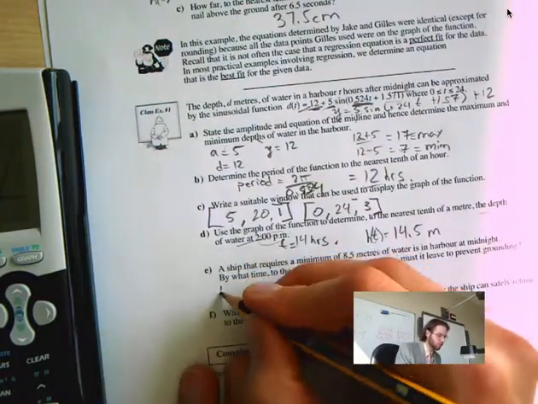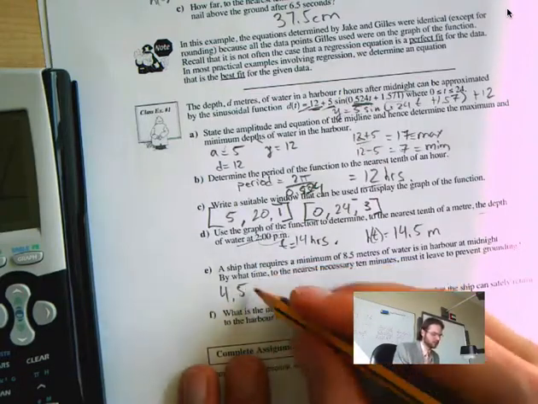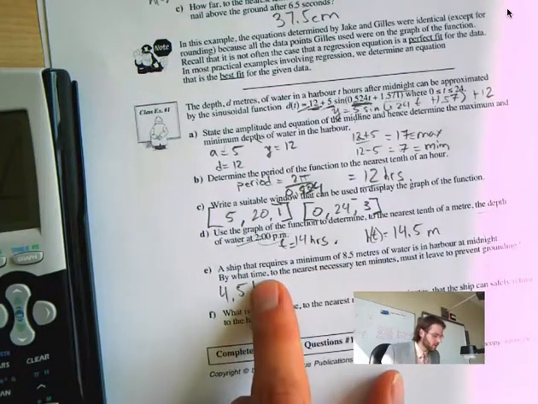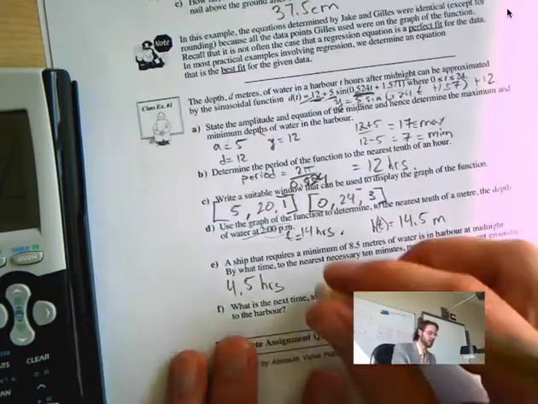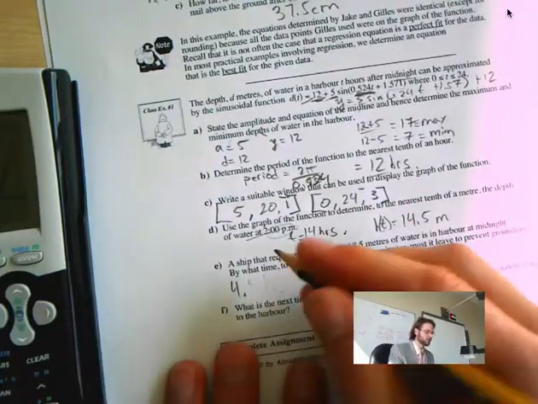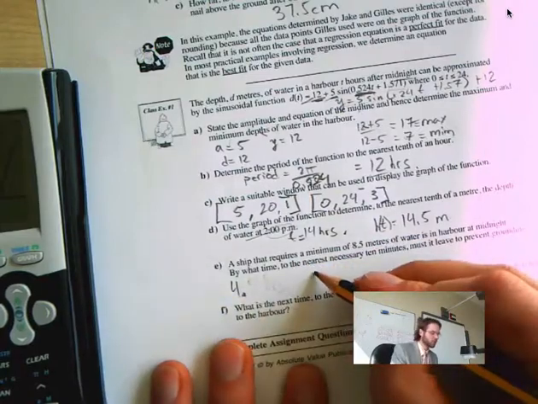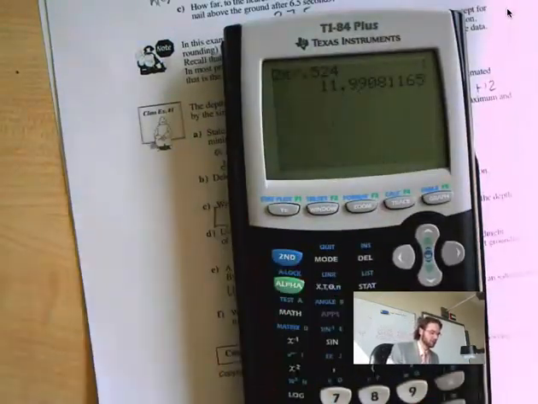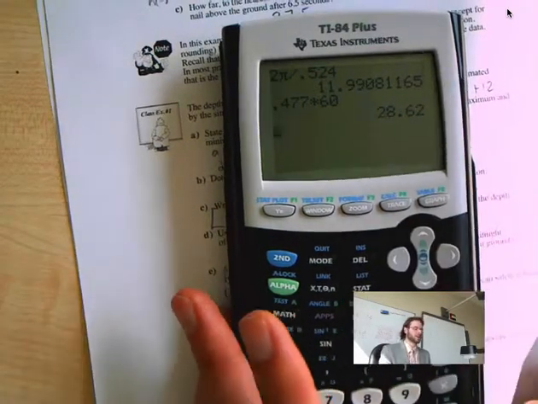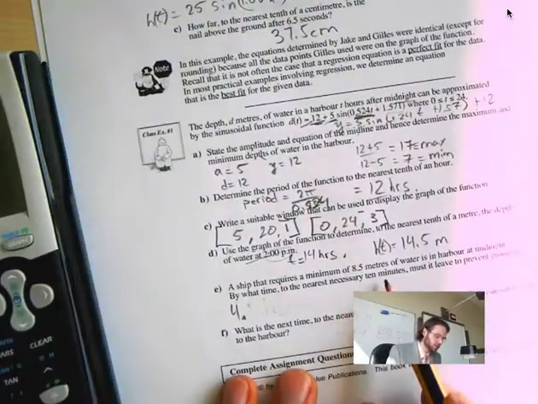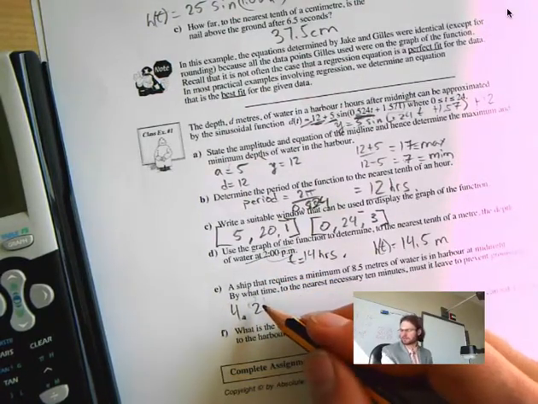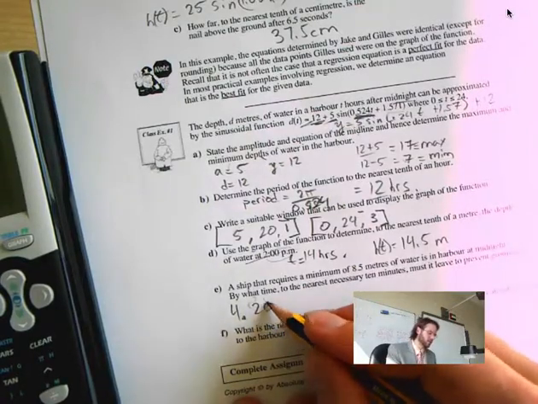So he has to leave at about 4.5 hours. So before that, the ship requires 8.5 meters, but what time to the nearest 10 minutes? So I'm going to go 4 hours, so that's at 4. Now we have to find minutes, so we go 0.477 times 60, because there's 60 minutes. So that is 28.6. Leave to prevent grounding, so I'm going to say 20 minutes, because it has to leave before then. Okay? So at 4:20 a.m.